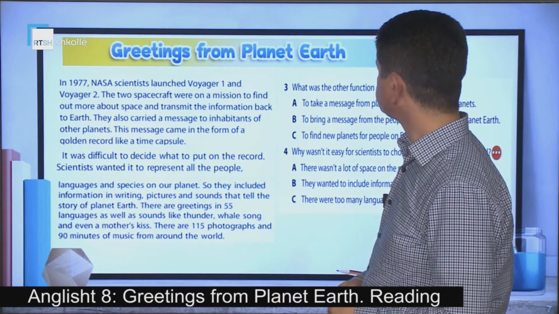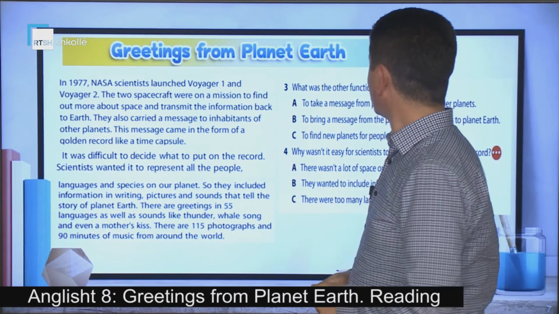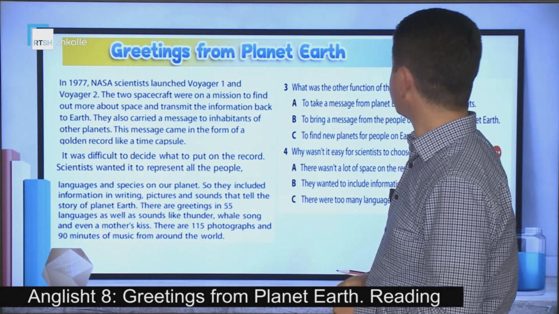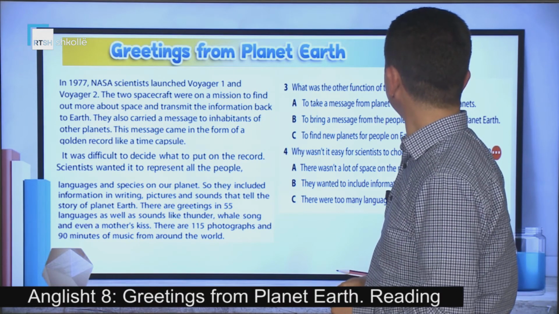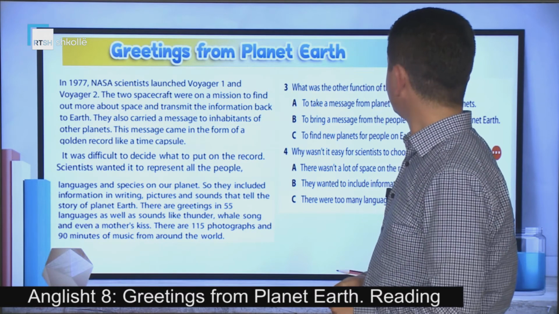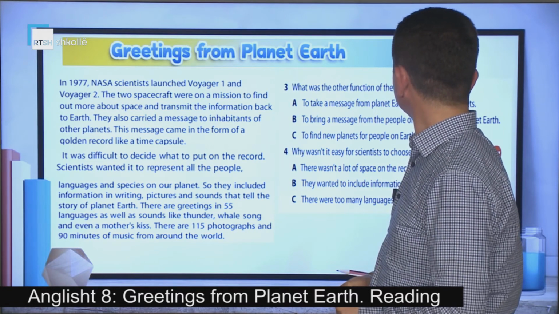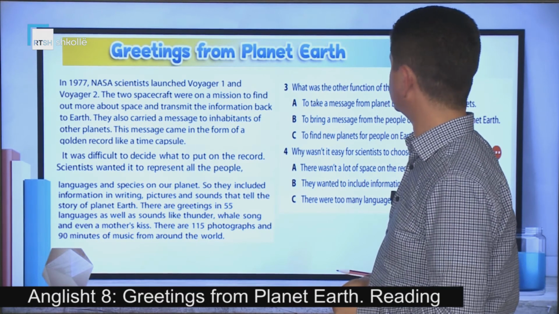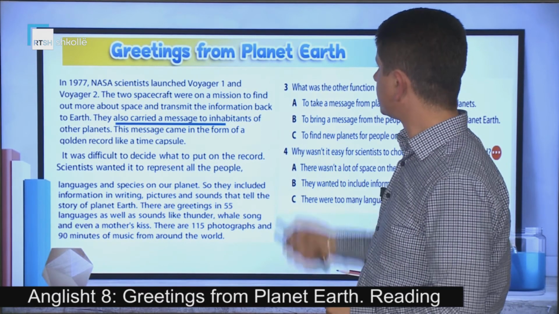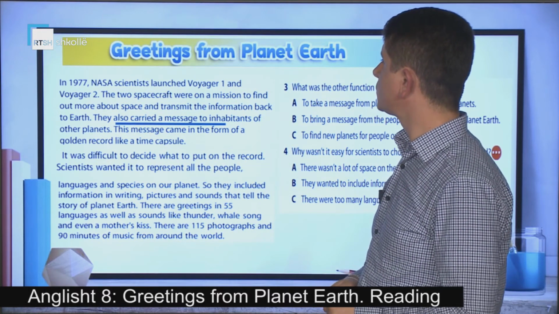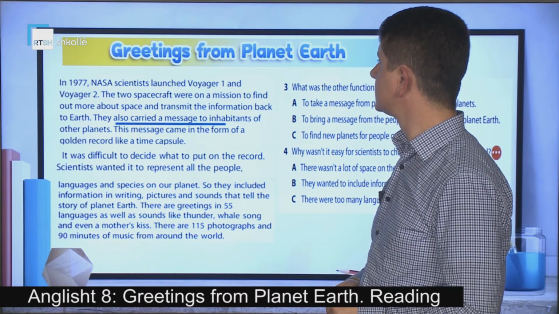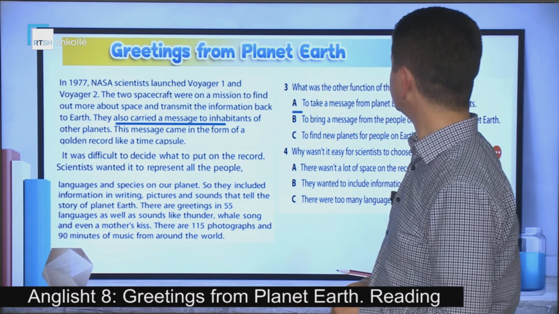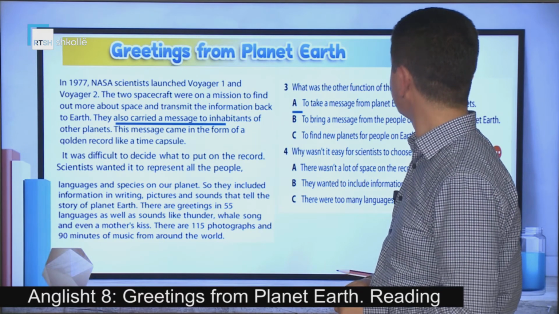Next question. Question number 3. What was the other function of the spacecraft? A, to take a message from planet Earth to life on other planets. B, to bring a message from the people of other planets to planet Earth. Or C, to find new planets for people on Earth to move to. Again, this information is found in the second paragraph. They also carried a message to inhabitants of other planets, which means it's the first option, option A, to take a message from planet Earth to life on other planets.